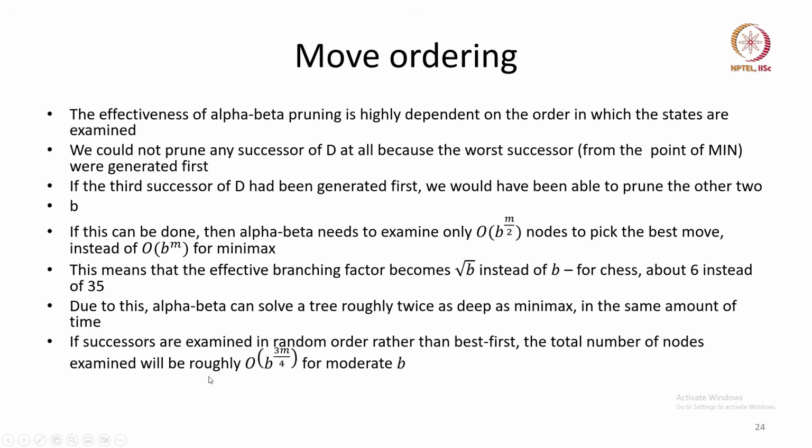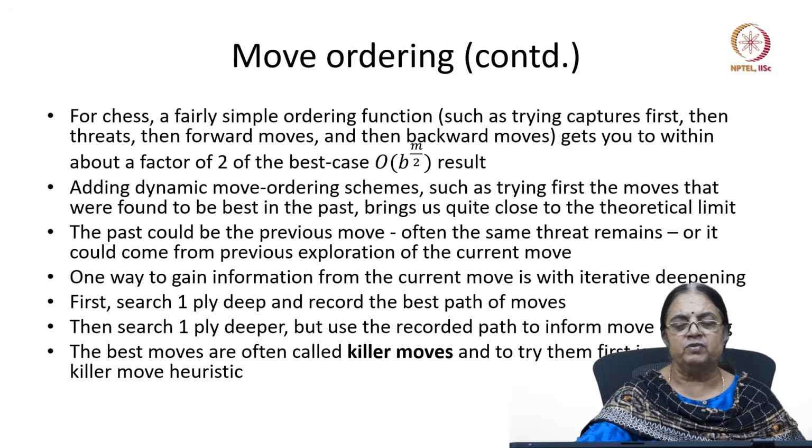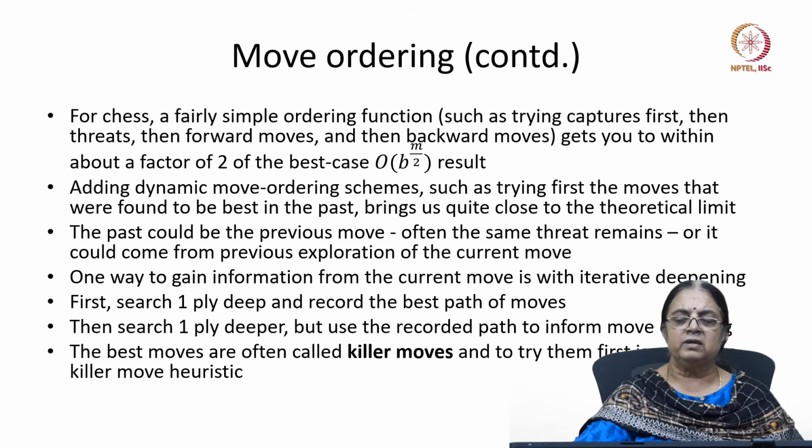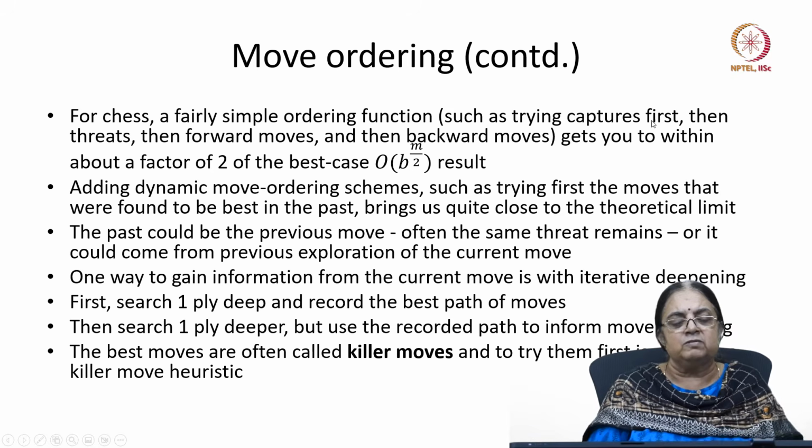So how can you order these nodes? What they do is they look at the type of move that is made and make use of that. For example, you first try captures, the type of move which captures something. Then threats, as the second type of move. The third will be forward moves and then backward moves, etc. So you can use this particular order. If you use such an order, you will find that you're within a factor of 2 of the best case. That's what they say.